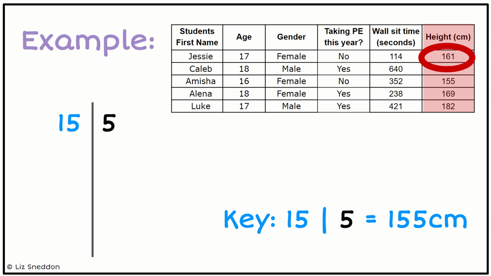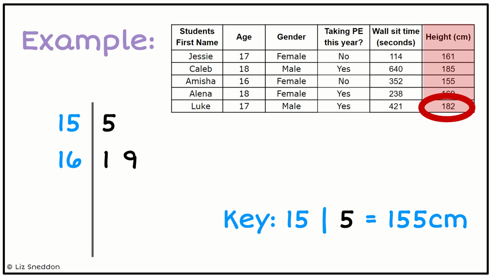The next number that we've got highlighted, our next number in the list in order, is 161. I'm going to split that into a 16 and a 1. I'm going to take the number 169 and split that into a 16 and a 9.